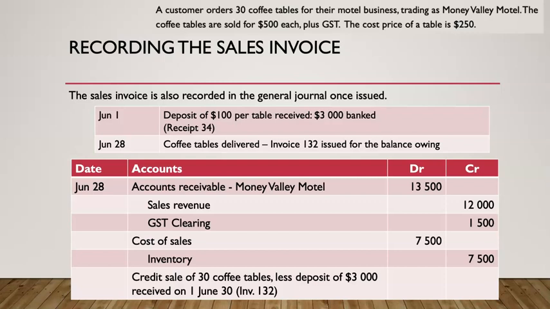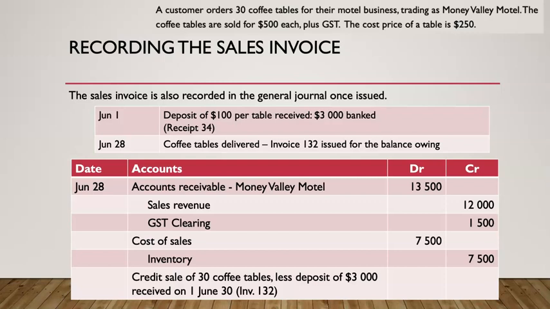And again, you might be going, hang on, I've sold 30 coffee tables for $500. Surely my revenue is $1,500. Remember, our debits must equal credits, and there is another step to go. Again, we must record our inventory leaving our business. 250 times 30 is 7,500, and our cost of sales is 7,500.